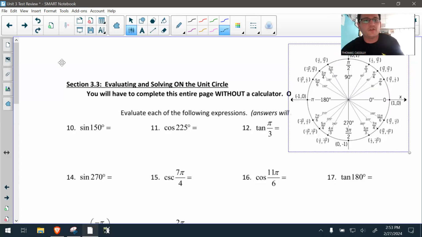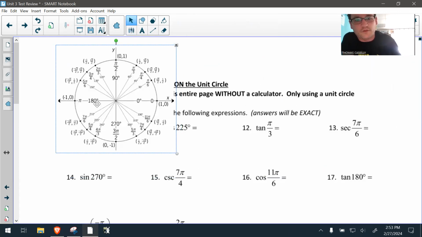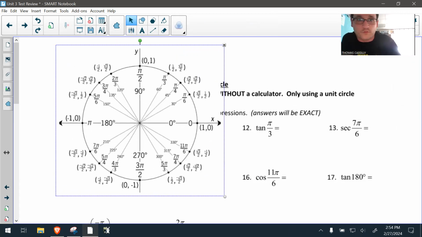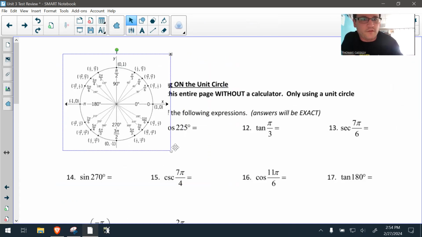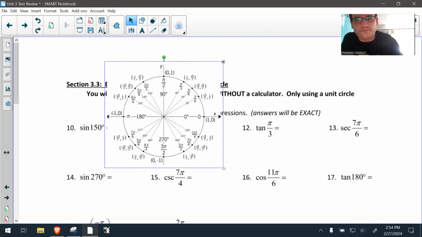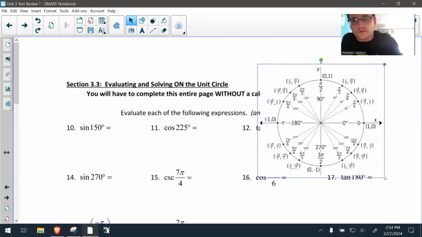So this entire page, section 3.3, is evaluating and solving stuff that's on the unit circle. I copy and pasted the unit circle so I don't have to keep flipping back and forth between the last page. This is what I will be referencing. I'm going to put this in the corner somewhere. Right, so let's just see what happens.